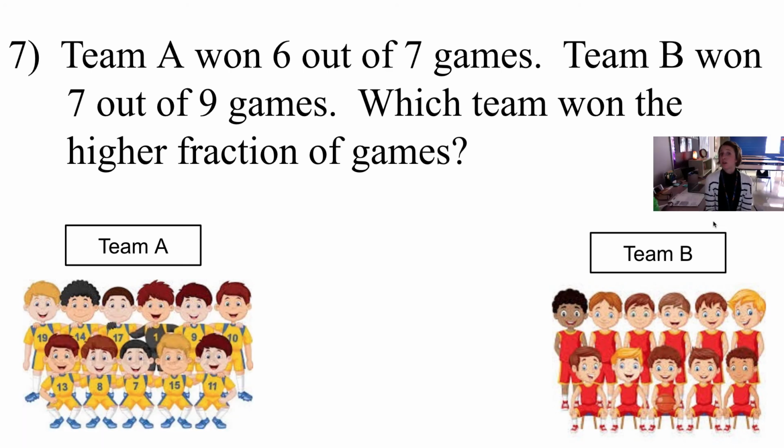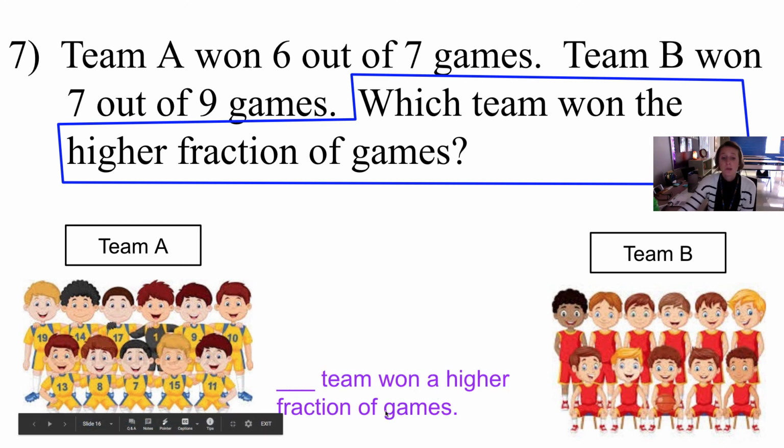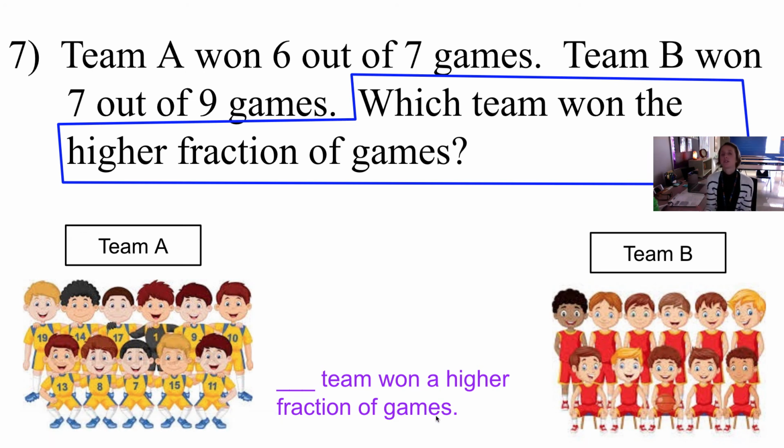Team A won 6 out of 7 games. Team B won 7 out of 9 games. Which team won the higher fraction of games? We're still comparing rational numbers here. We need to figure out which team won the higher fraction, the fraction that has the greater value. So blank team won a higher fraction of games. Marking the text is a great strategy. Whether you know how to solve the story problem right away or you don't, it's a great strategy.